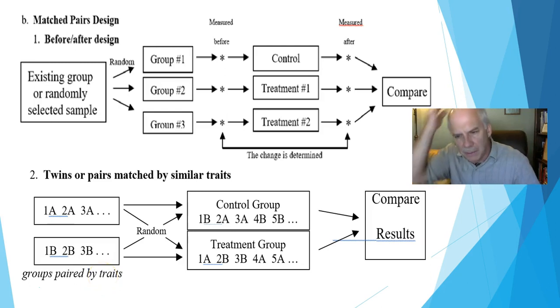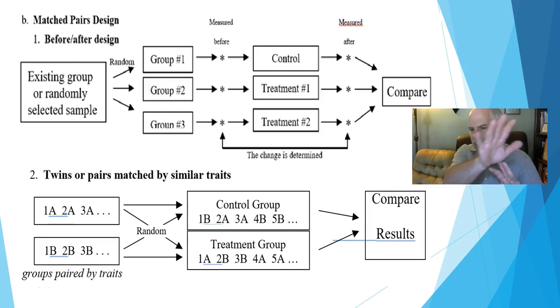Now, why would that be important? Well, twins have similar characteristics. So if you put one half of the twin pair in, say, the control group, and the other half of the twin pair in the treatment group, then you're sure that they're pretty much identical in the 2 groups, and that's what you want. Okay.